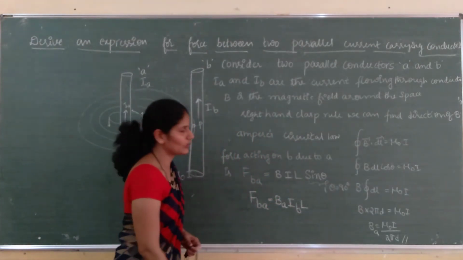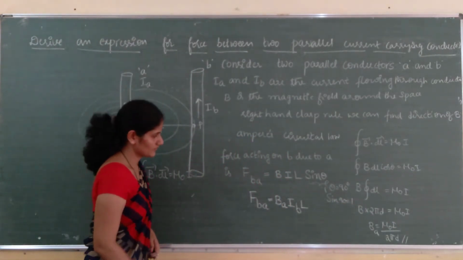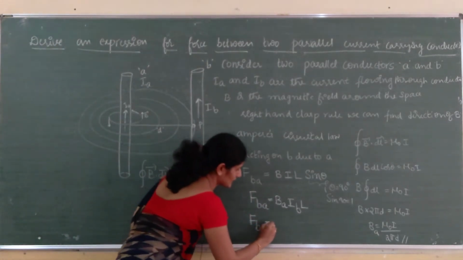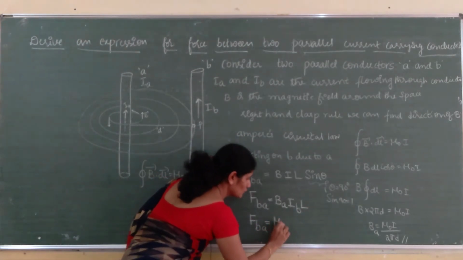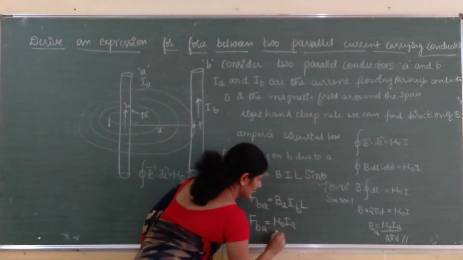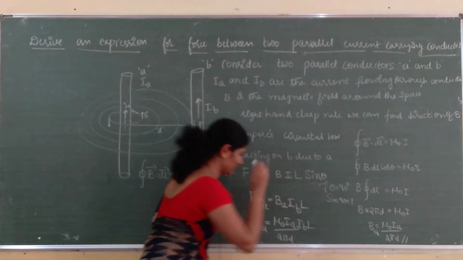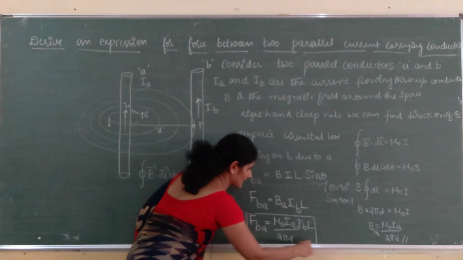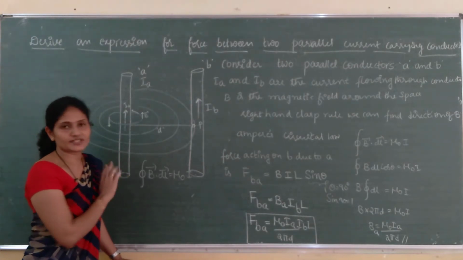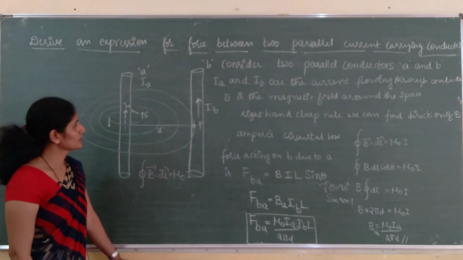The angle between the B vector and the L vector is 90 degrees, so sin 90 is equal to 1. So, F_BA, the force on B by A, is equal to B_A, which is mu naught I_A divided by 2 pi d, into I_B into L. This is the expression for the force acting on the second conductor, which is placed in the magnetic field of the first conductor. This is the expression for the magnitude of force.